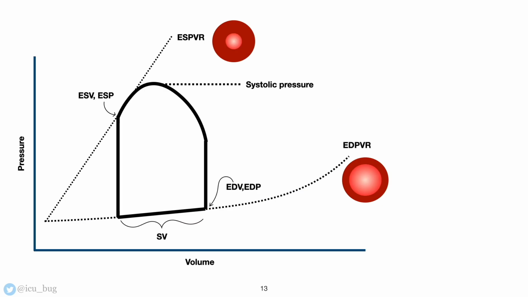There are other parameters that can be calculated or measured from the pressure volume loop. These are the stroke volume, the ejection fraction, which is stroke volume divided by the end diastolic volume, the left ventricular end diastolic volume and pressure, the systolic pressure, and the end systolic volume and end systolic pressure. Typically, the end systolic pressure is slightly lower than the systolic pressure, and the relationship is somewhere around 0.9 times systolic pressure is the end systolic pressure.